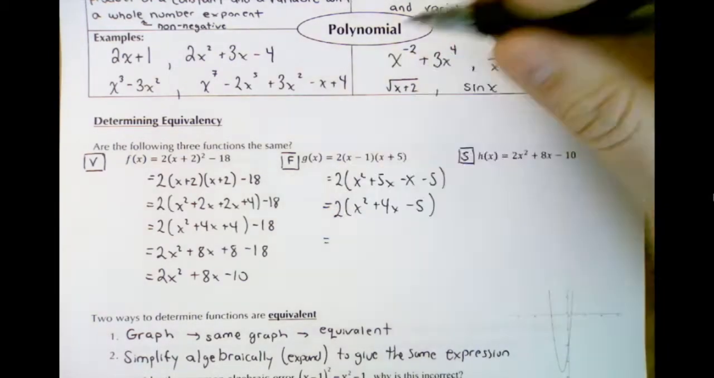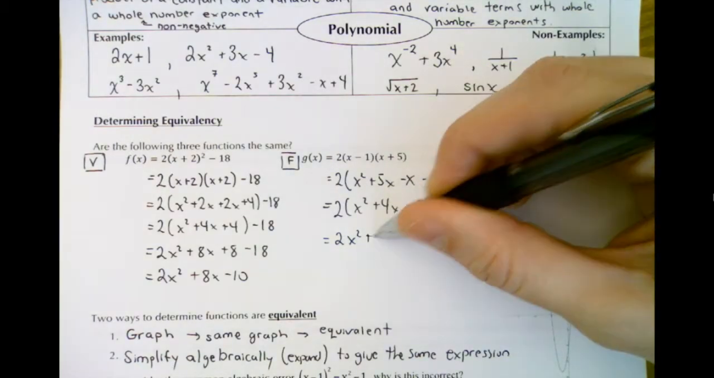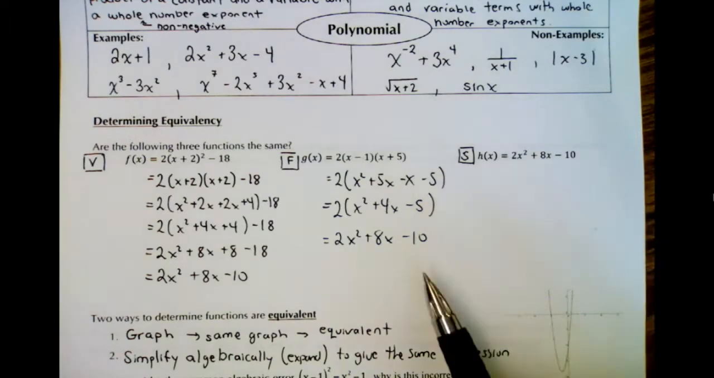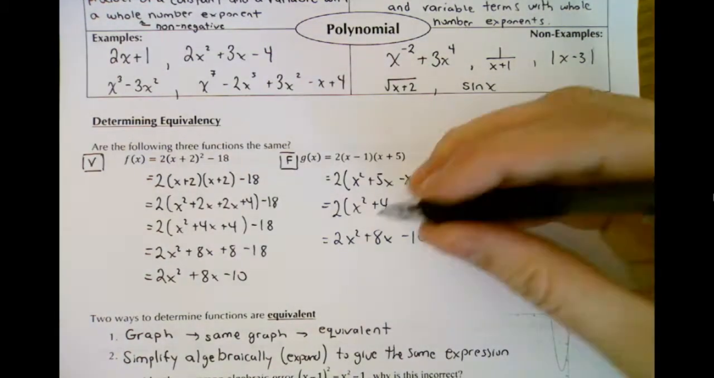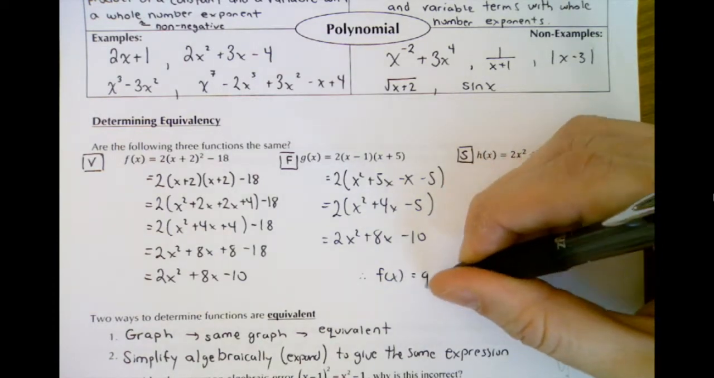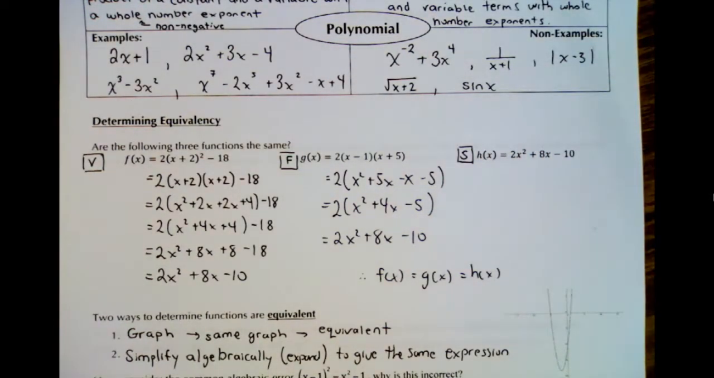And now distribute the 2. 2 times x squared is 2x squared. 2 times 4 is 8x. 2 times negative 5 is negative 10. And indeed, we do end up with the exact same. So therefore, f of x is equal to g of x, which is equal to h of x. They are equivalent.